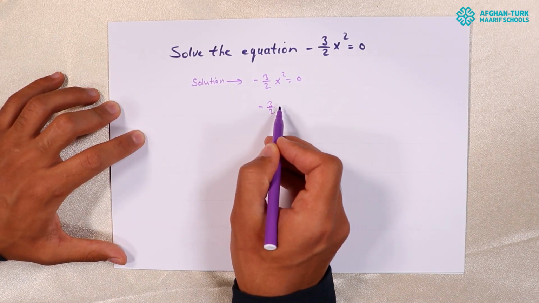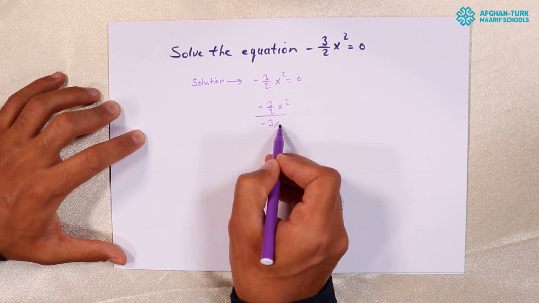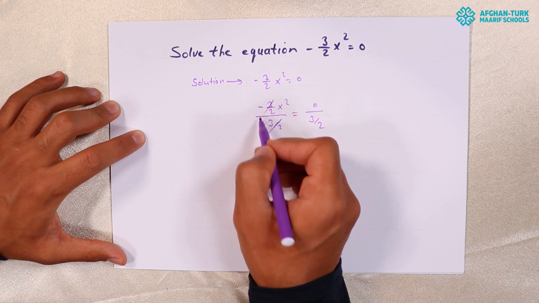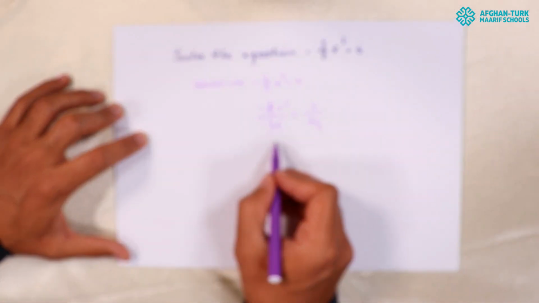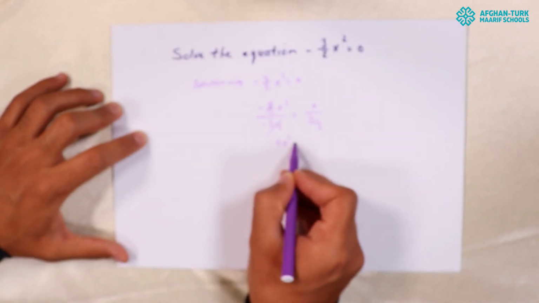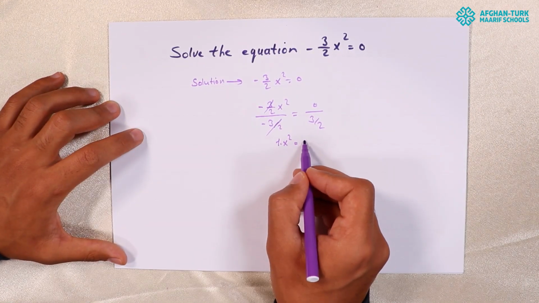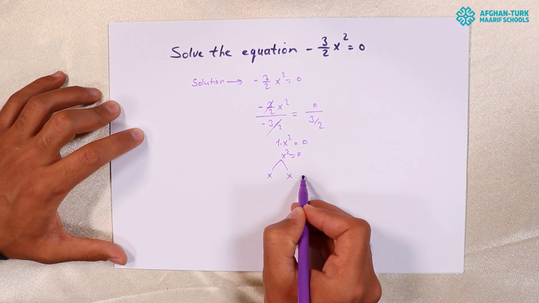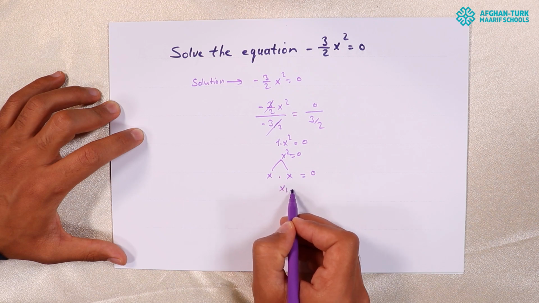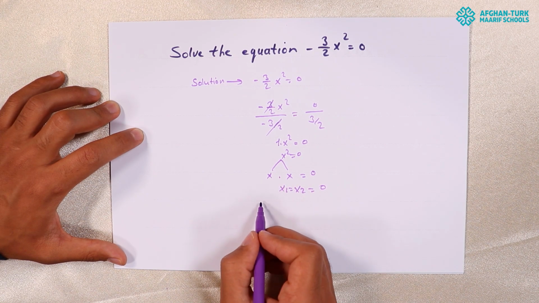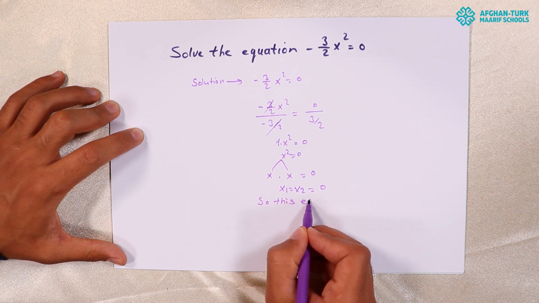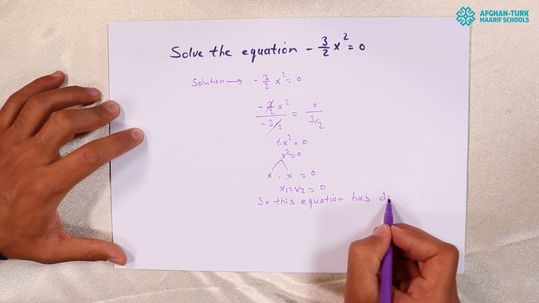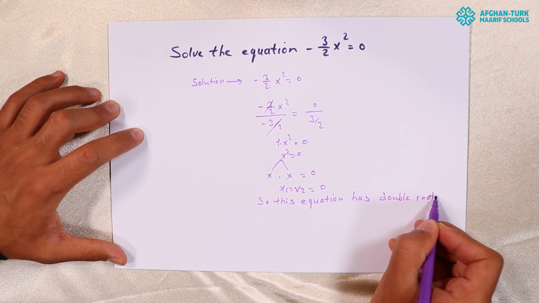It means minus 3 over 2 x squared over minus 3 over 2 is equal to 0 over minus 3 over 2. Minus 3 over 2 cancels with minus 3 over 2. So 1 remains. 1 times x squared is equal to 0 over a real number, which is equal to 0. So x squared is equal to 0. We have two x's equal to 0. So x1 is equal to x2 is equal to 0. So this equation has a double root.